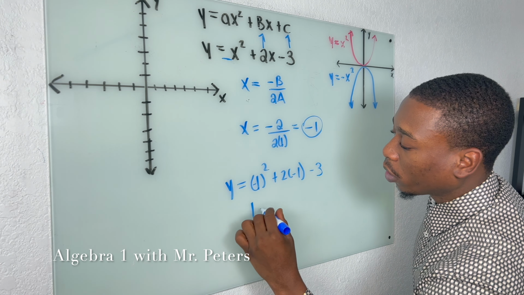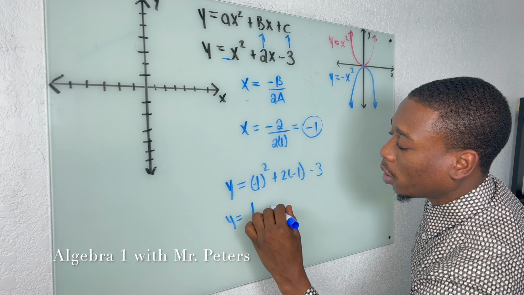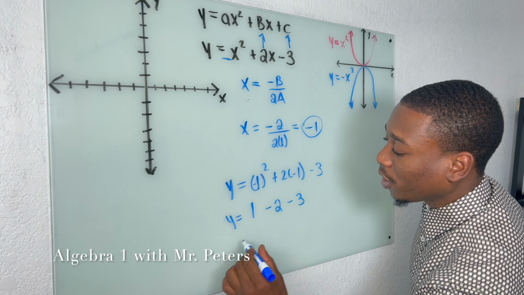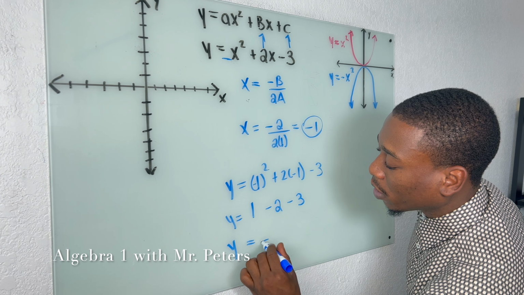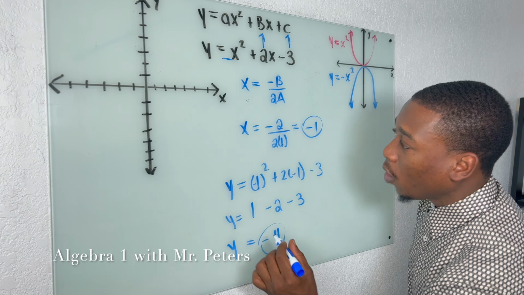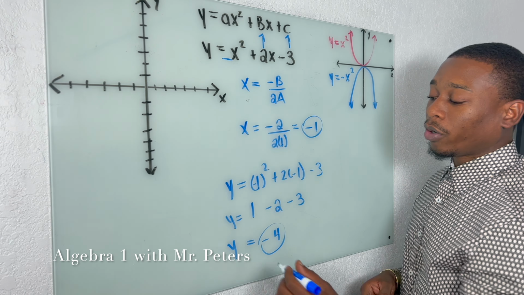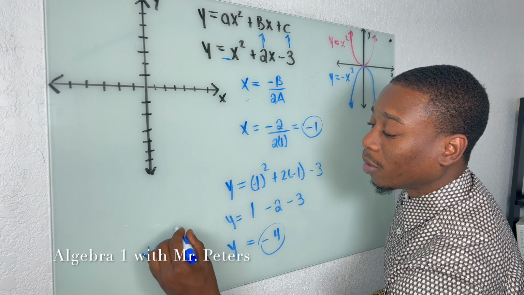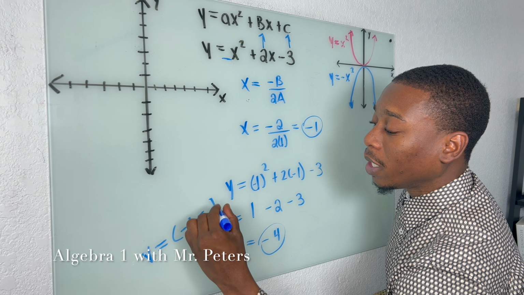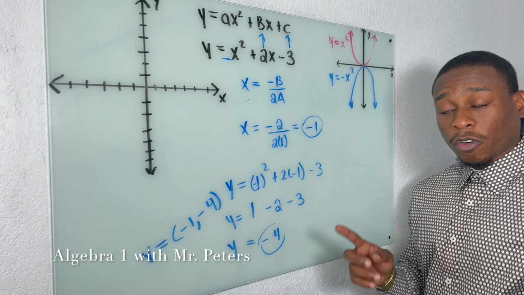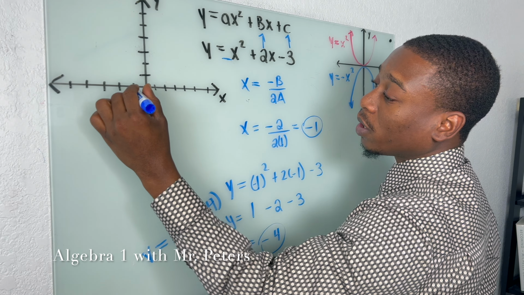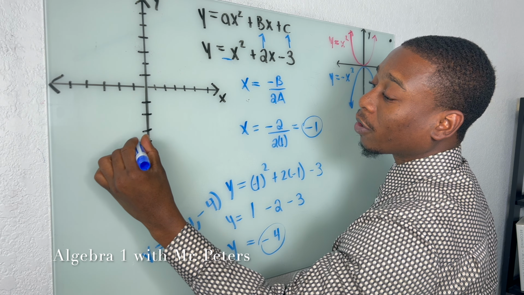And once we do, we're going to get y is equal to 1 minus 2 minus 3. So we're going to get y is equal to negative 4. Now when we combine these two answers together, our vertex should be at the point (negative 1, negative 4). That's the first point that we're going to plot, which will be right about here.